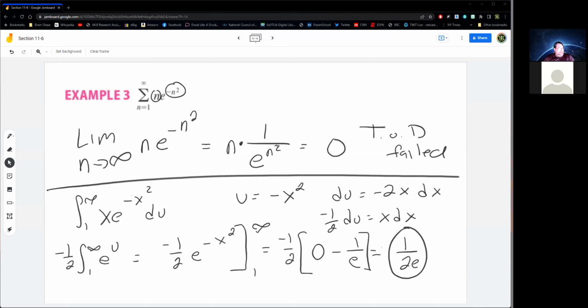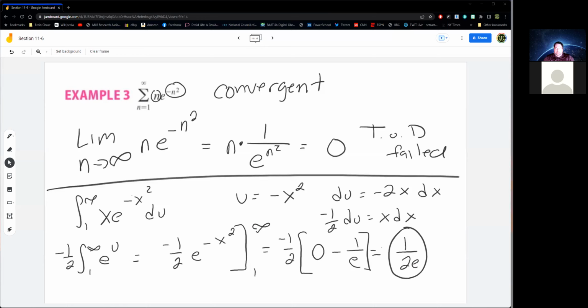So since this actually does go to a specific value, it is convergent. So this is convergent. The integral test says that as long as the integral is convergent, the series is convergent, which means the integral goes to a specific value.